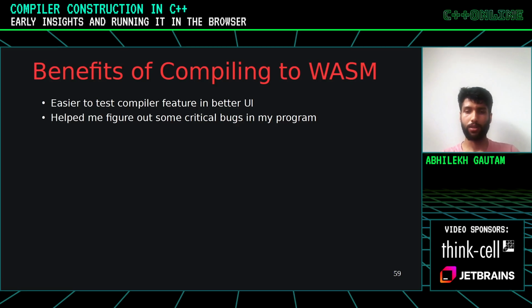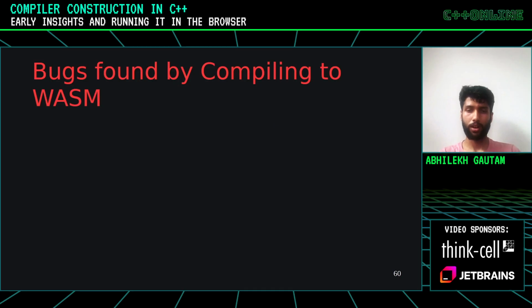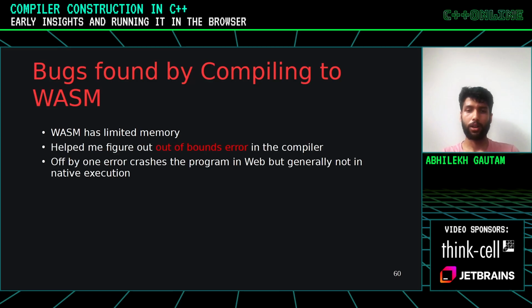Another thing is that it was slightly easier for me to find bugs by checking in the browser. This is because WebAssembly has a very limited runtime and very limited memory, and therefore out of bounds errors were easier to catch. Generally when you run in native execution, those errors won't crash the program. But when I ran it in the browser and had such an error, it would crash my entire program, right? So this is how compiling to WebAssembly helped me.